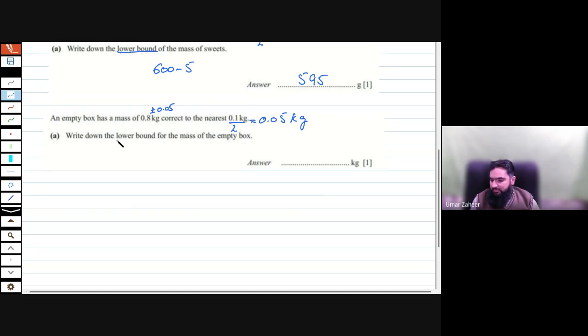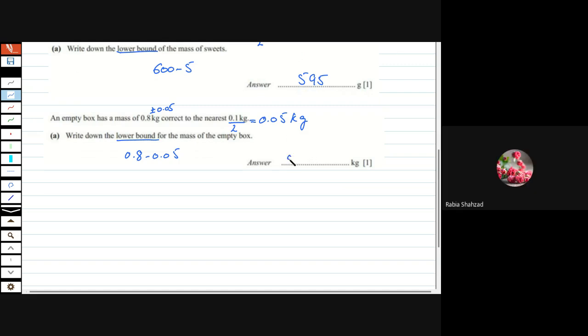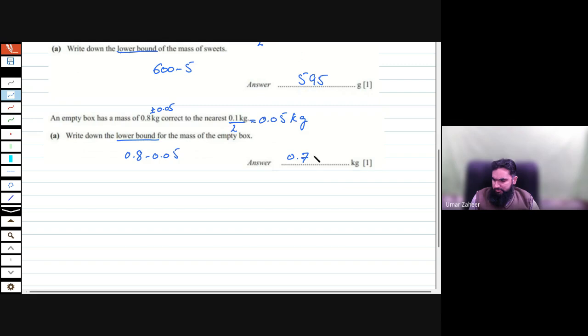He says you have to find the lower bound. So again, for the lower bound we have to subtract the value. So 0.8 minus 0.05 will be equal to 0.75 kilograms.